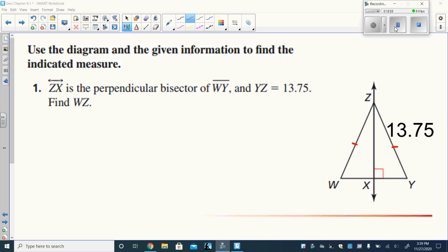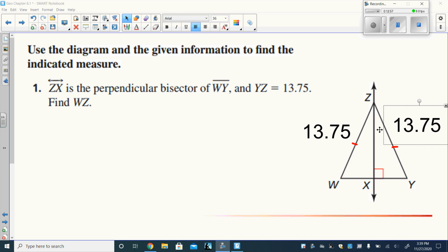So since they're congruent, it means that WZ is 13.75 because they're the same. And that's all we have to do for this here. Since one side is congruent to the other, one of them's 13.75, the other has to be as well.